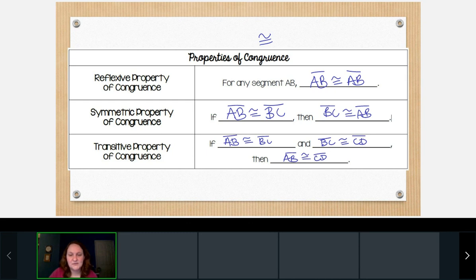Okay, so these are very much like the properties of equality, but they're for measures. If you're ever not sure, am I supposed to be using a property of equality or property of congruence? Look at the symbol in your equation. If you have a congruent symbol in your equation, you're using a property of congruence. If you have an equal sign, you're using a property of equality. Simple as that.